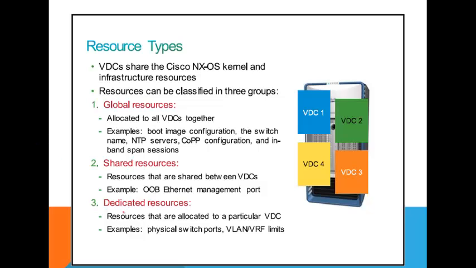Now this one we understand very well, the dedicated resource. Whatever is given to a VDC cannot be controlled or utilized by other VDCs. They are dedicated resources. For example, physical switch ports, VLANs that you create, and VRFs that we have in a VDC cannot be shared with other VDCs. Other VDCs can have the same name, but they are not the same. So there are three different types of resource that we have in Nexus: global, shared, dedicated.